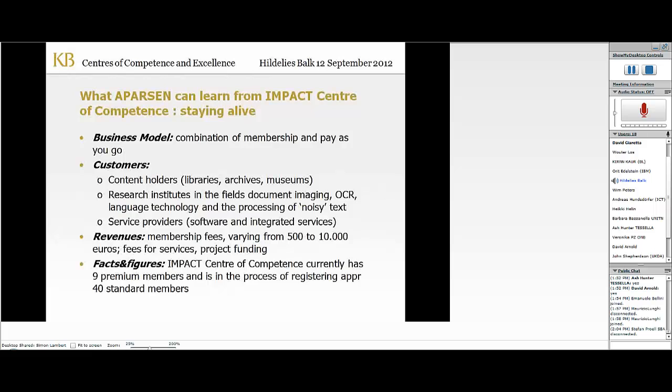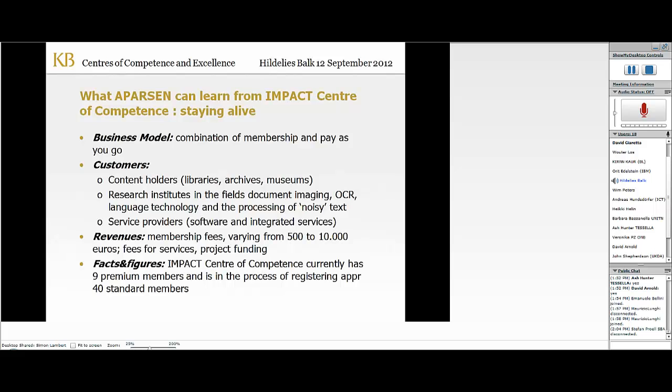Then there's another group, the research institutes in the fields of document imaging, OCR, language technology, processing of noisy text. They need real-life data sets to work on. We worked with image scientists, and they would go to ICDAR, their big conference, and I've been to these conferences too, they would always talk about this one data set, I forget the name of it, and it consisted actually of like 5 or 10 old pages. But we have a data set of 1 million pages with ground truth for 500,000 pages, which is very good to do testing on, to develop stuff on.